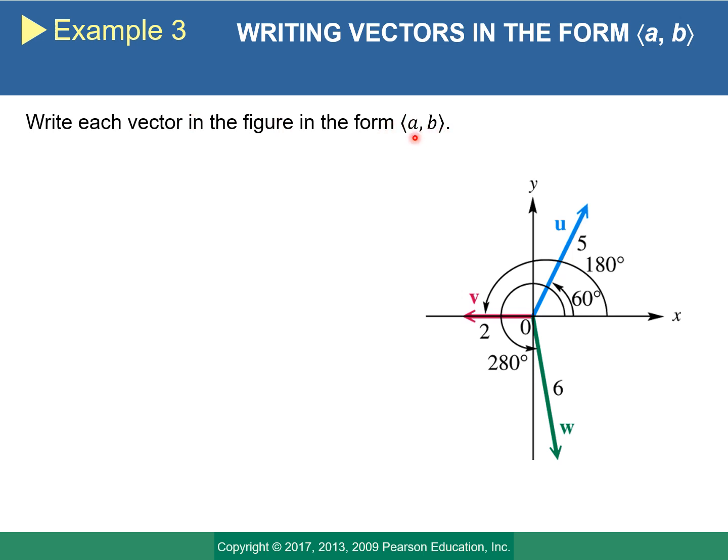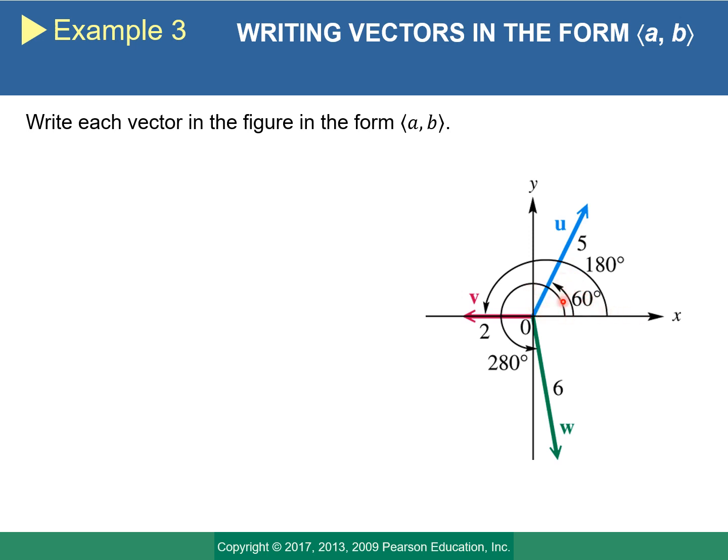Let's do this example where we write each vector in the figure in the form a comma b. So we're trying to find, based on the directions here, the terminal point of the vectors. There are 3 different vectors in this picture. So let's start with u. Notice what we have. The blue vector u, we know that it's length 5. It's magnitude 5. And if you look closely here, it's the one that's at a 60-degree angle with the positive x-axis.